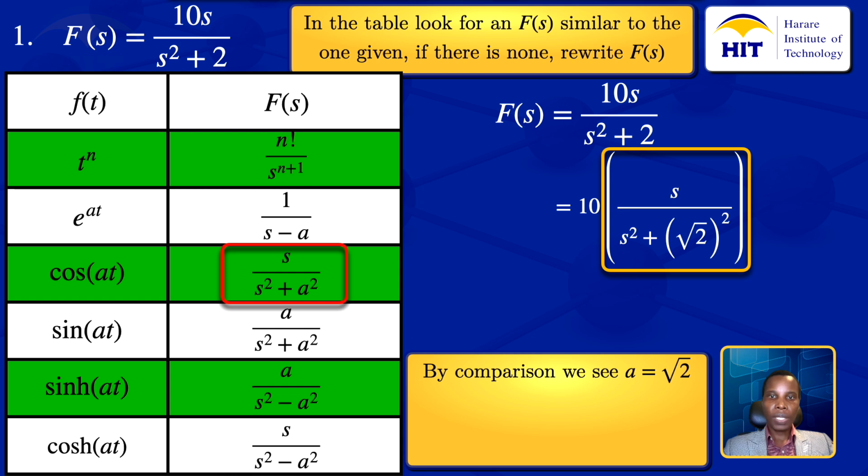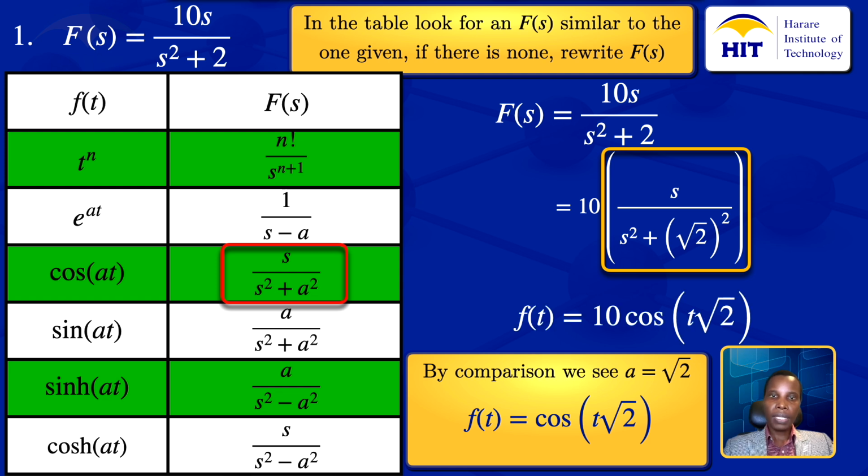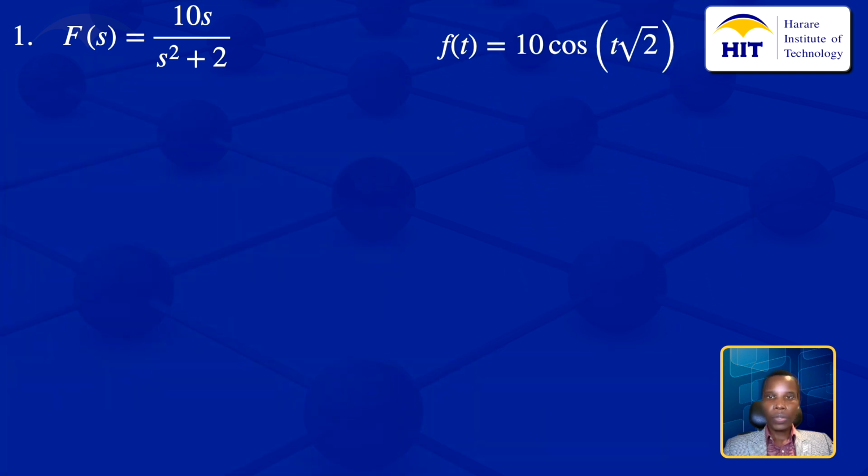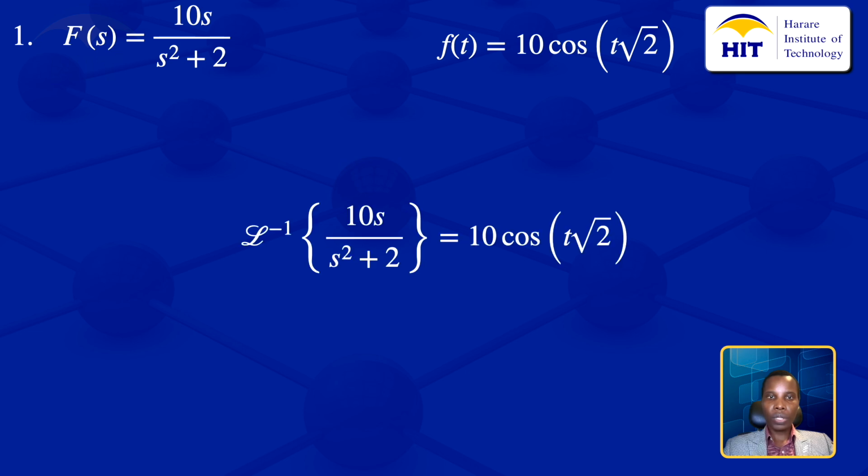So we can substitute a equals square root of 2 in the column for our f(t), and then we have that our f(t) equals cosine of t multiplied by square root of 2. So our f(t) is 10 cosine of t multiplied by square root of 2. That's the f(t) for the given F(s). What we are saying is that the inverse Laplace transform of 10s divided by s squared plus 2 equals 10 multiplied by cosine of t multiplied by the square root of 2. So that's the inverse Laplace transform that we have there.